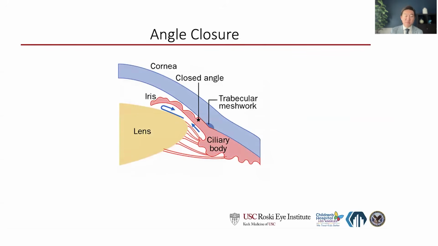In angle closure, the primary problem is that the peripheral iris is coming forward and contacting the trabecular meshwork. This impedes the normal outflow of aqueous from the eye. And when the aqueous is trapped in the eye, then this can cause the intraocular pressure to rise, therefore leading to damage of the optic nerve. And this is angle closure glaucoma.